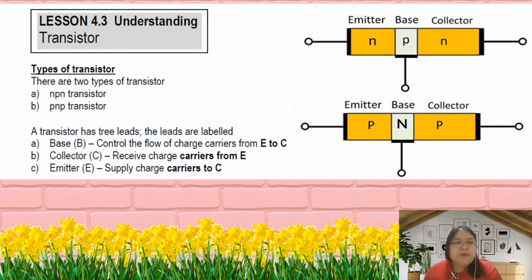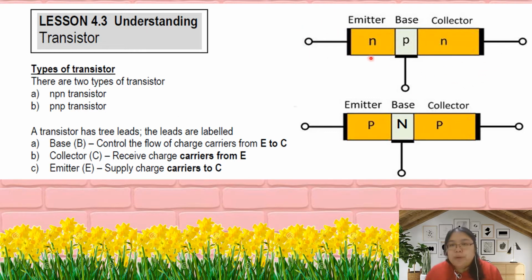Okay, so the first one, we're going to see lesson 4.3, understanding the transistor. This one, refer to your notes. First, I go to the introduction for the types of transistor. We've got two types. One we call NPN. This transistor is actually a diode, then they add one more semiconductor. Another one is a PNP transistor. So this one is a component.